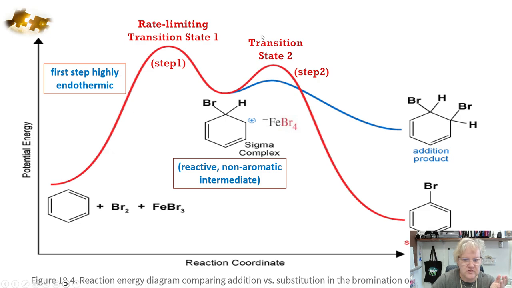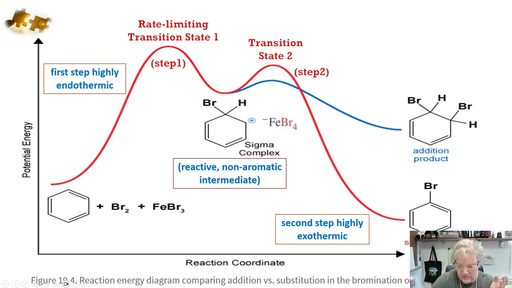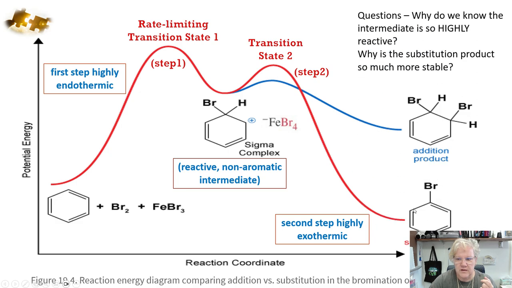So our second transition state, which is fast, gives us a highly exothermic product. How do we know it's exothermic? Because the product energy is lower than the reactant energy. If we look at the energetics, we can actually calculate this. For the addition product, there is a possibility of getting it, but it's very high in energy. It would not be stable. It would not sit here. It's not very probable when it would rather form this. So the question is, how do we know that the intermediate is so highly reactive?